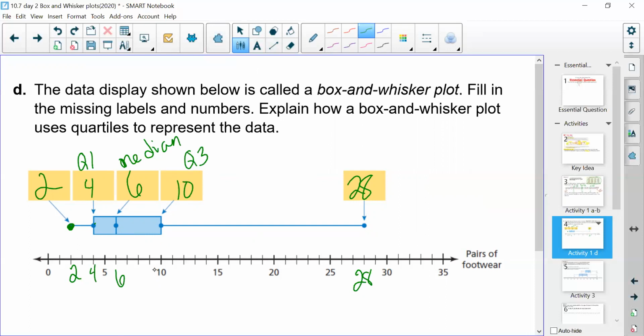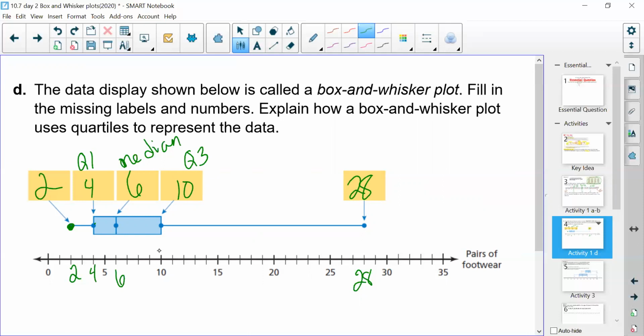Now remember, when we say this interquartile range, we're saying that 50% of our data, 50% of our kiddos that we surveyed about how many pairs of shoes they had, had between 4 and 10 pairs of shoes in that box range. That's 50% of our data. So 50% of my kiddos had between 4 and 10. Our interquartile range would be 10 minus 4, which is 6. So pretty close data there.